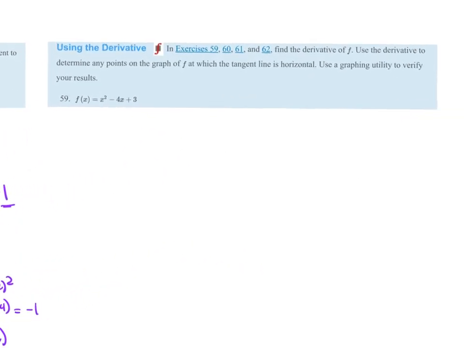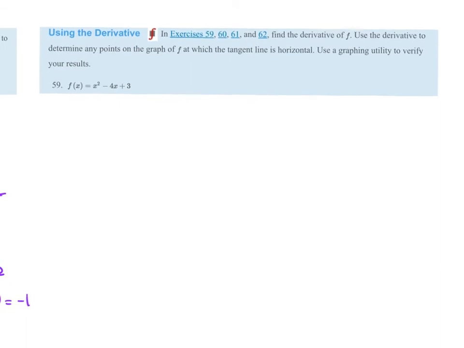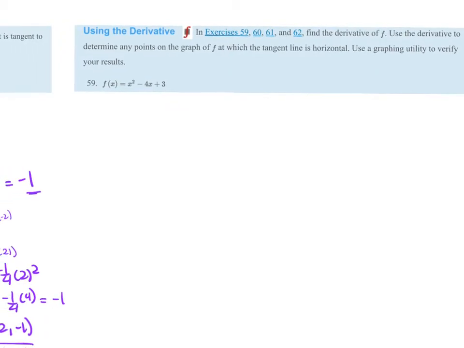So now let's try number 59. We're going to use the derivative. Find the derivative of f. Use the derivative to determine any points on the graph of f at which the tangent line is horizontal. Use a graphing utility to verify your results. So just note, tangent line is horizontal. What does that mean? We mean that the slope should equal 0.